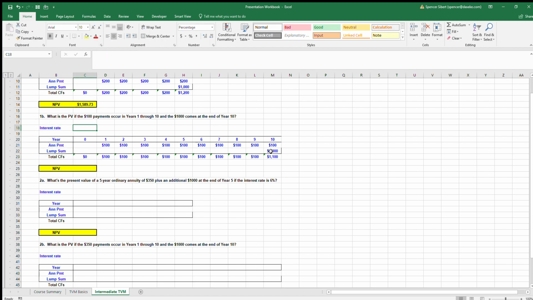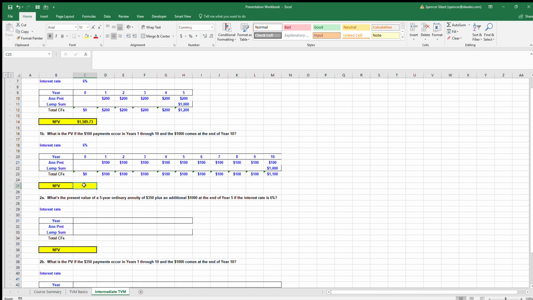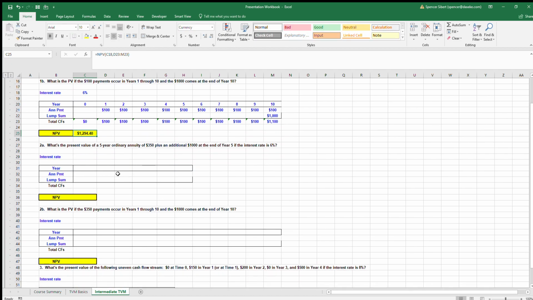The interest rate is the same as the last question because it is 1B. Net present value, the rate, which is 6%, and then our full range, and we get $1,294.40.